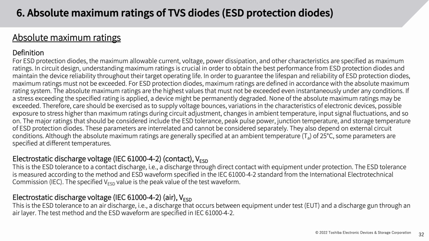Electrostatic discharge voltage, IEC 61000-4-2, air, VESD. This is the ESD tolerance to an air discharge, i.e., a discharge that occurs between equipment under test (EUT) and a discharge gone through an air layer. The test method and the ESD waveform are specified in IEC 61000-4-2.